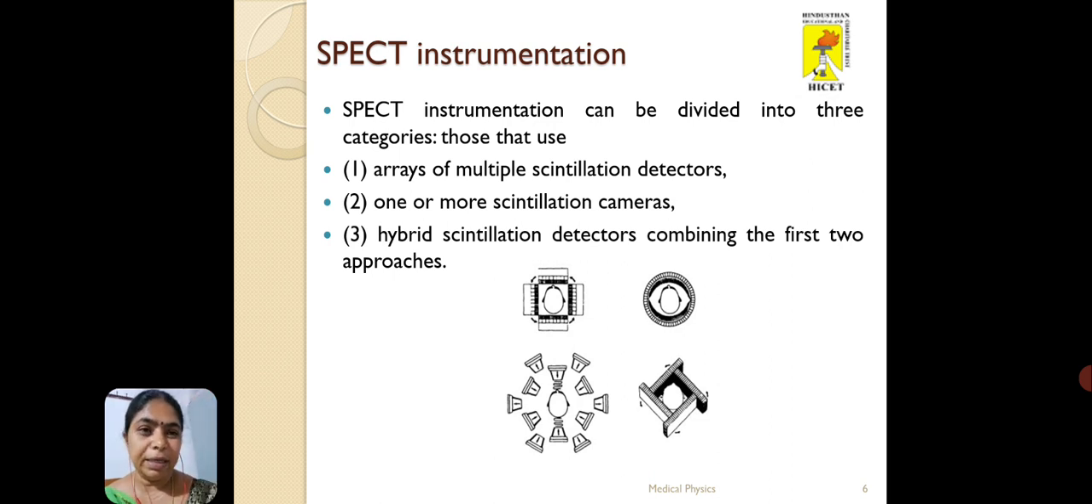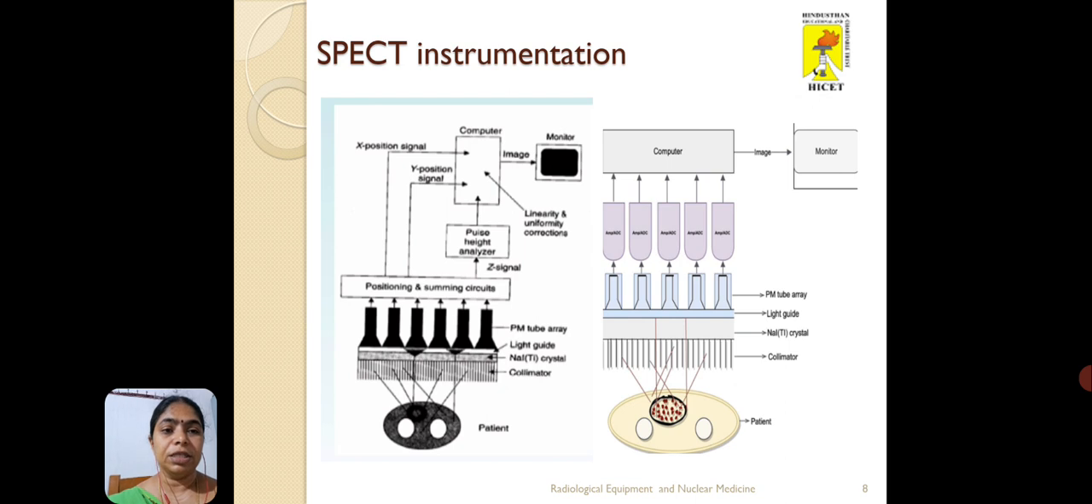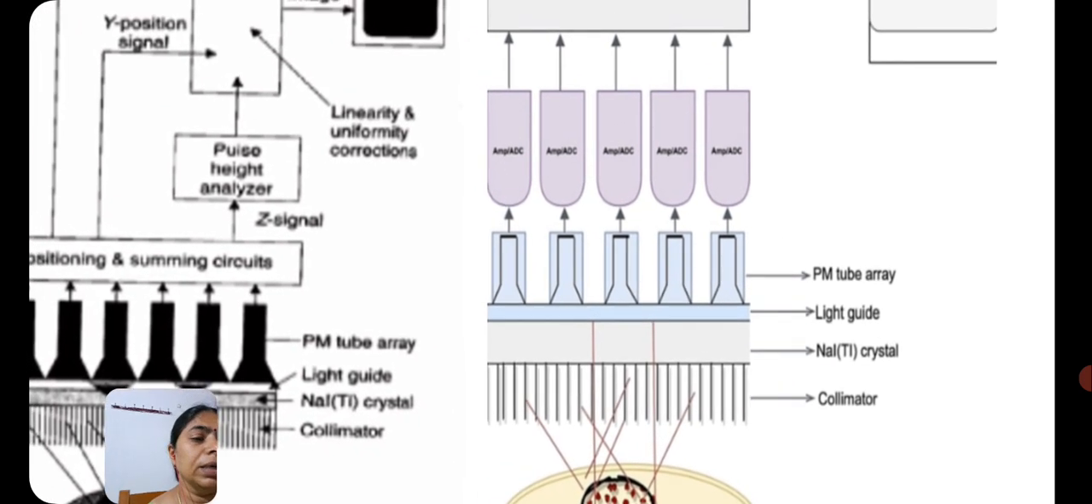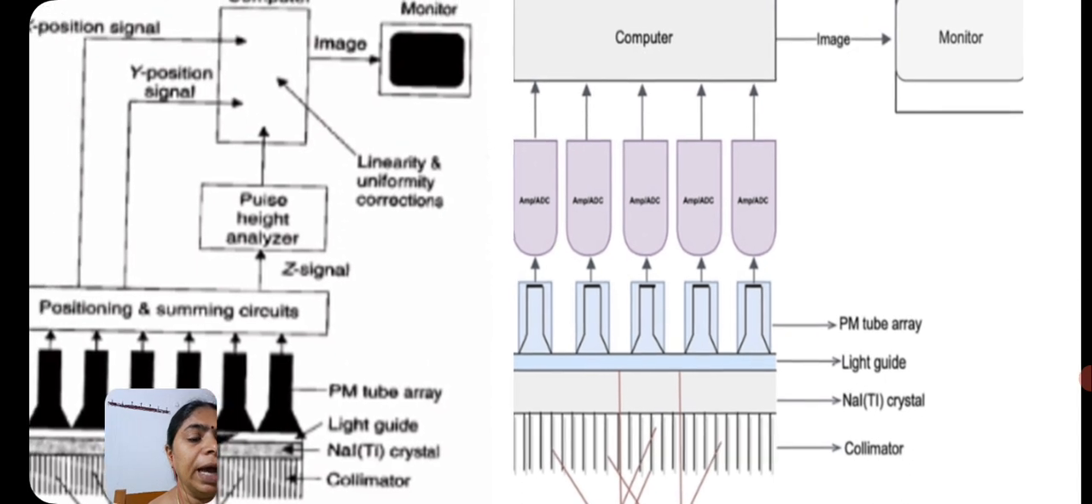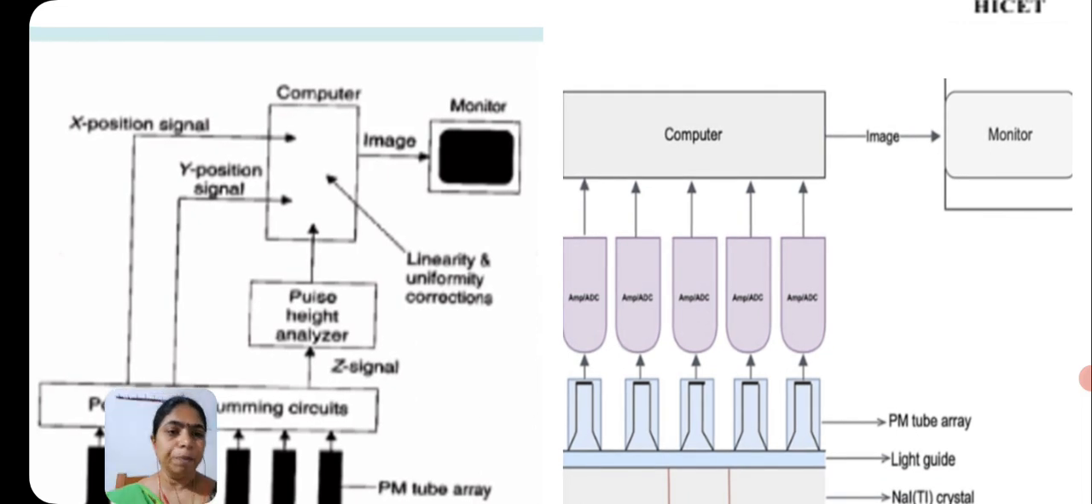So let us see the SPECT instrumentation systems. The basic unit of SPECT is the gamma camera. So now let us discuss how the gamma camera works, and then we will discuss the SPECT instrumentation systems. You can look at the things involved: patient, collimator, sodium iodide thallium-doped crystal, that is the NaI(Tl) crystal, light guide, PM tube, PM meaning photomultiplier tube, then amplifier circuits, computer and monitor.